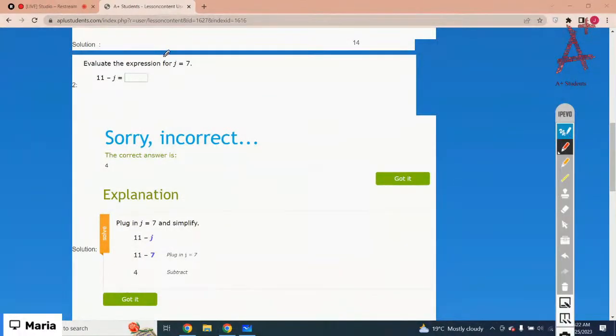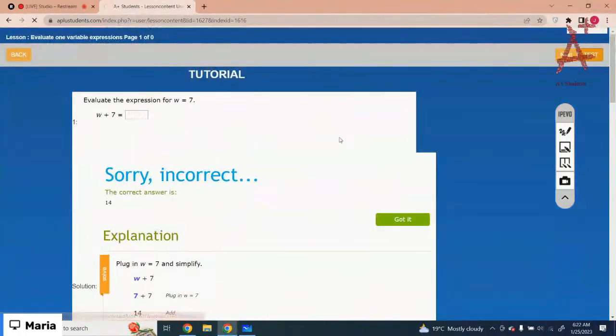Let's do the next one. Evaluate the expression for j equals 7. You have to do 11 minus j. Just replace the j with the value, j is 7. So you have to do 11 minus 7. And 11 minus 7 is 4. Got it? Okay, let's start with the practice questions.